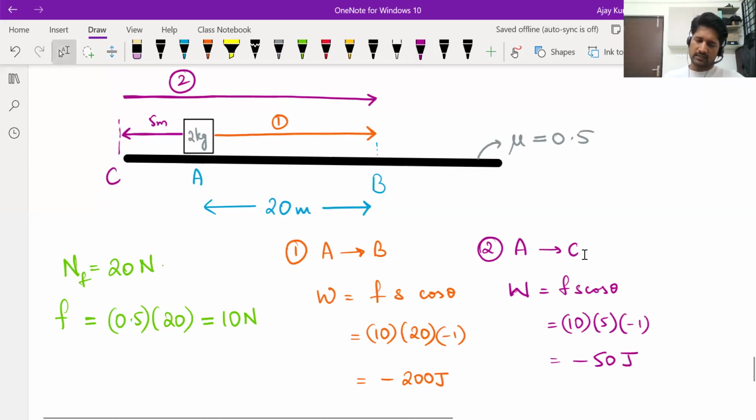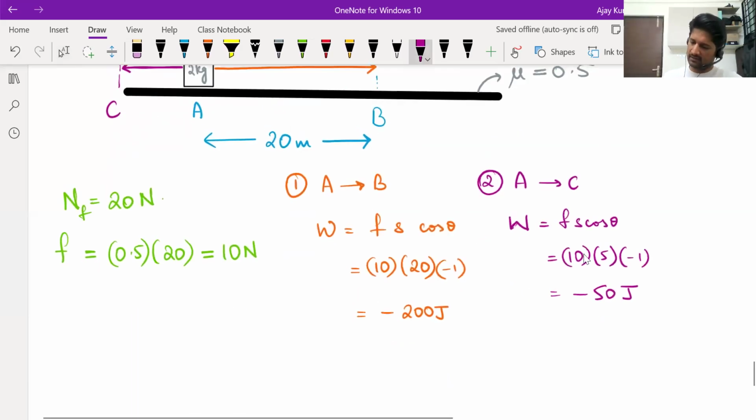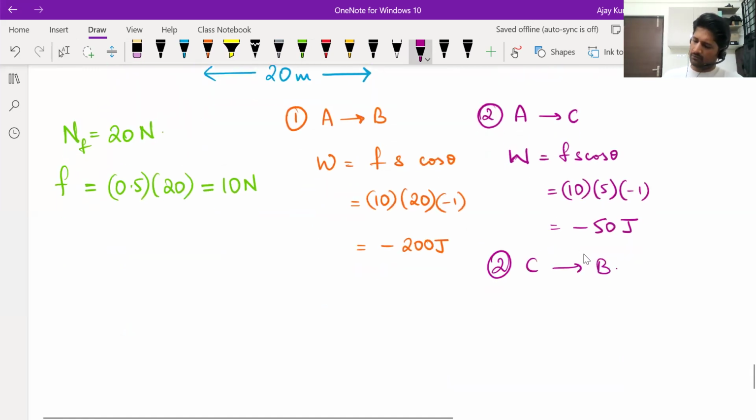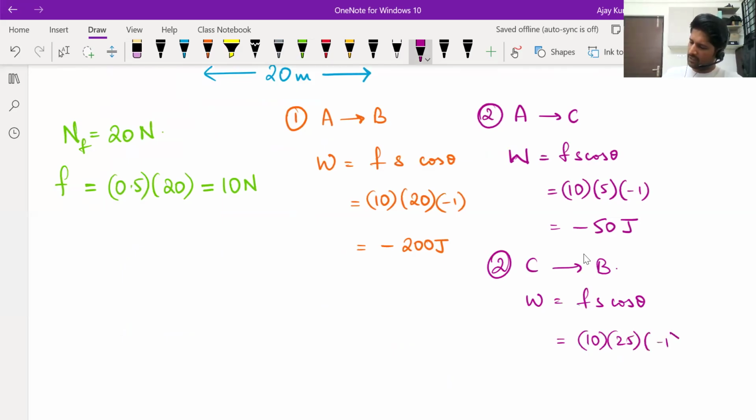Okay. Next, it is taken from C to B. Tell me, when the block is taken from C all the way to B, how much is the total displacement? 25 meters. So second part, when it is taken from C to B, same formula for work we'll be using, F s cos theta, because friction is constant here, constant force formula we are using. 10 Newton friction, 25 meter displacement, angle 180. So minus 250 joules.